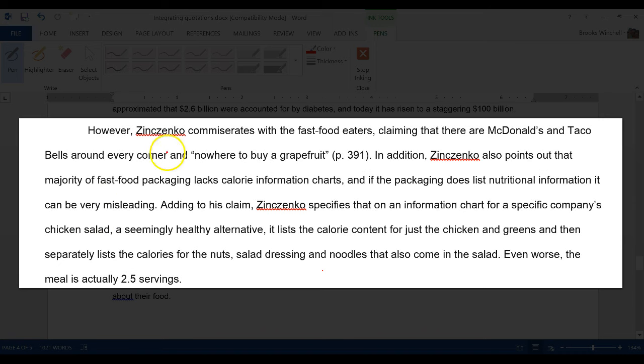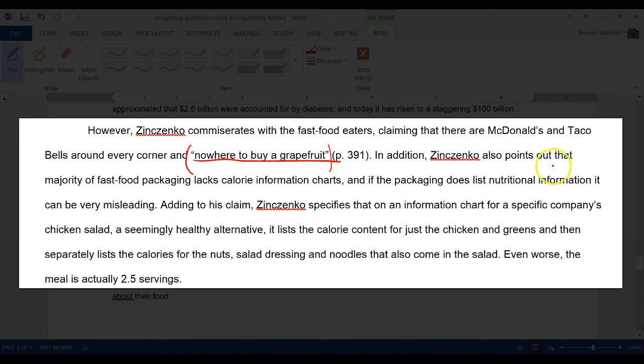However, Zinchenko commiserates with the fast food eaters, claiming that there are McDonald's and Taco Bells around every corner and nowhere to buy a grapefruit. So here, she's capturing the idea that there's not a lot of variety, and she actually quotes this short little phrase from Zinchenko, "nowhere to buy a grapefruit," just to emphasize the lack of variety and connect her writing with Zinchenko so we can hear his voice in here.